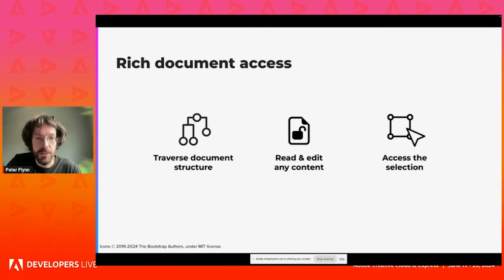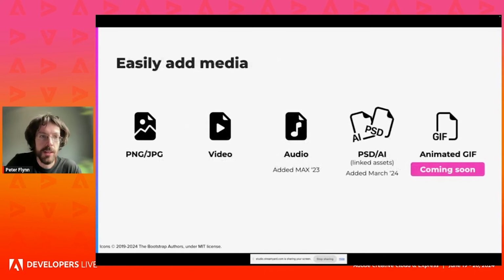And you can get and set the user's selection to make your add-on more contextually focused. It's really easy to add media to the user's document. You can add still images, video, audio, which we launched at Max last fall. You can bring in Photoshop or Illustrator documents as linked assets. We launched that this spring. And then coming soon, you'll be able to bring in animated GIF images as well.